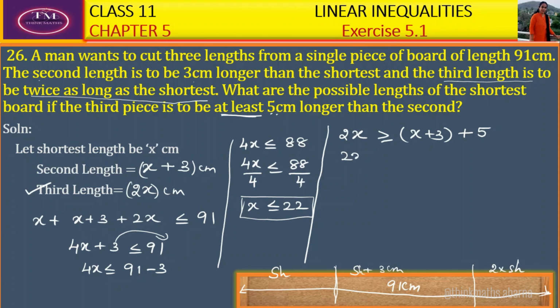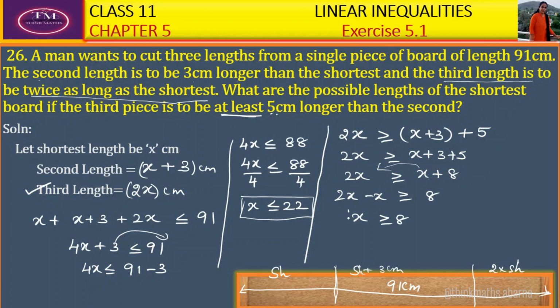So solving this, 2x greater than or equal to x plus 3 plus 5. So 2x greater than or equal to x plus 8. Bring this x to left side. 2x minus x greater than or equal to 8. What is 2x minus x? x greater than or equal to 8. So let us name this as 1 and 2. What will you get from 1 and 2?